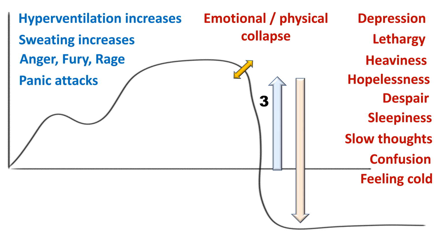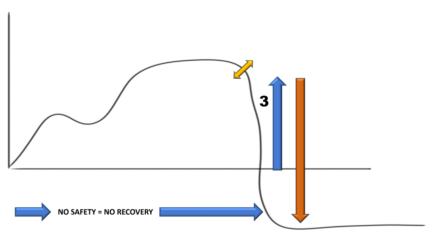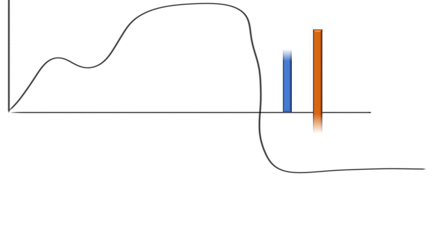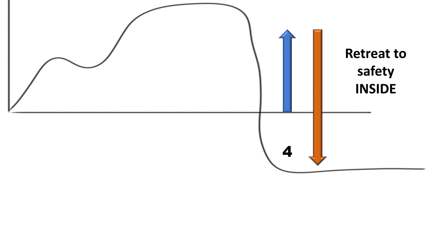And because both activation and deactivation are happening at the same time, it can be utterly exhausting to be in state 3. And if we don't feel safe, if there's no safety available to us, we can't recover. So we continue down into state 4. And in state 4, we still have the activation, but we've got a lot of deactivation going on as well, because we're retreating to safety inside ourselves. We're moving away from the world and other people.